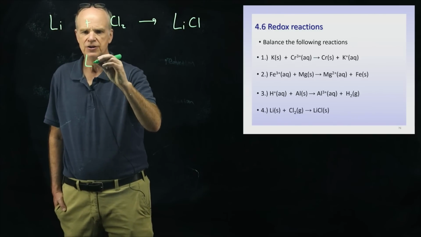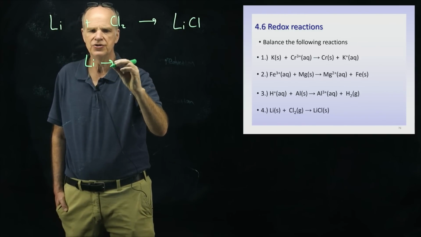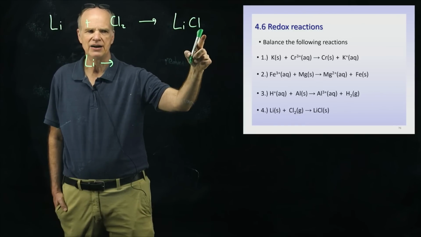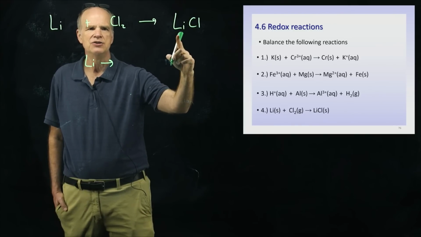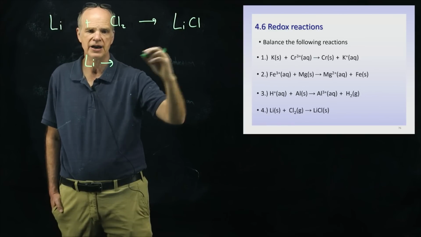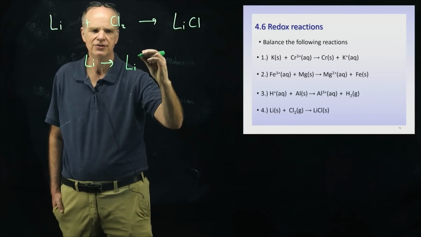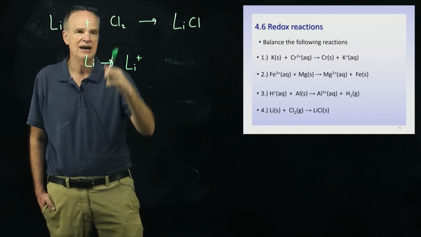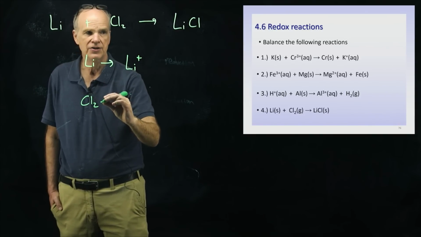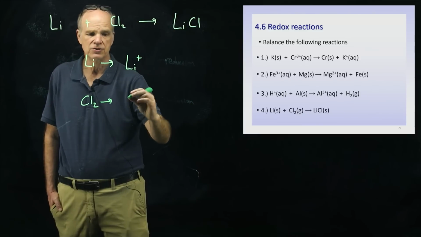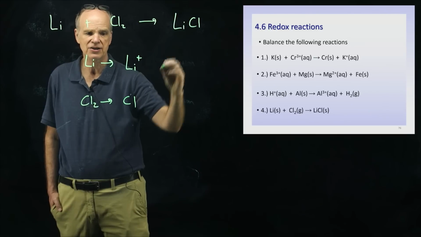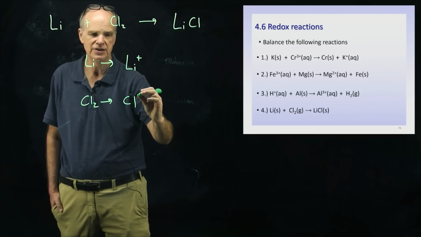So we have lithium in an ionic compound. And if that's the case, you have to remember what the charge of lithium is because it's a group 1 metal. It's going to be lithium plus, all right? And then we have chlorine here, and this is going to be chlorine. But here, chlorine in this ionic compound is a chloride ion, so it's going to be negative.